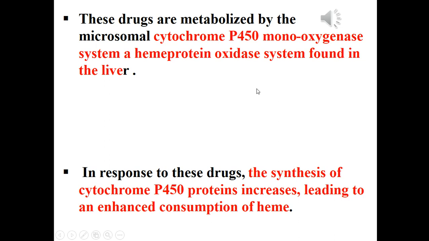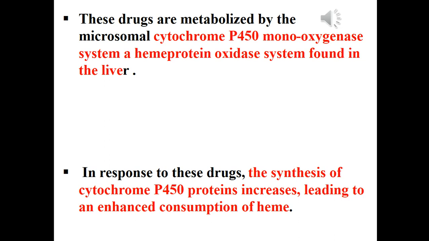These drugs, it means hydantoins and phenobarbital, are metabolized by the microsomal cytochrome P450 monooxygenase system, which is a hemoprotein oxidase system found in the liver. In response to these drugs, the synthesis of cytochrome P450 proteins increases, leading to enhanced consumption of heme.